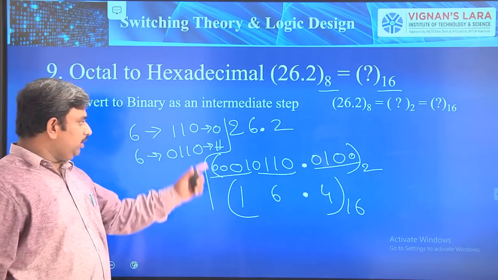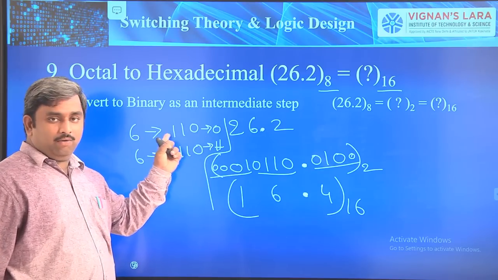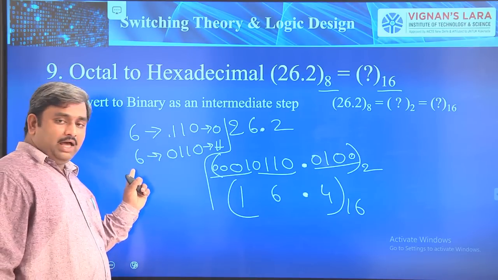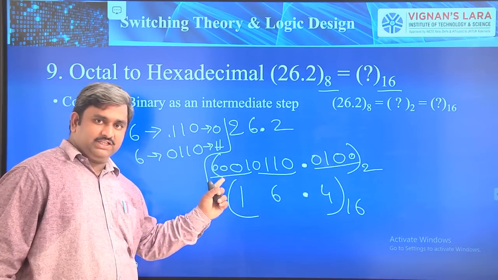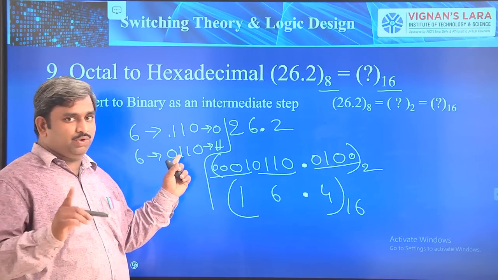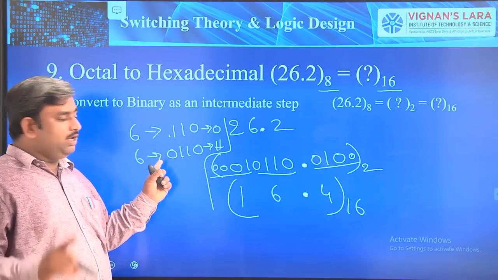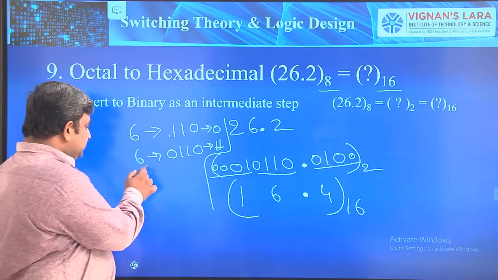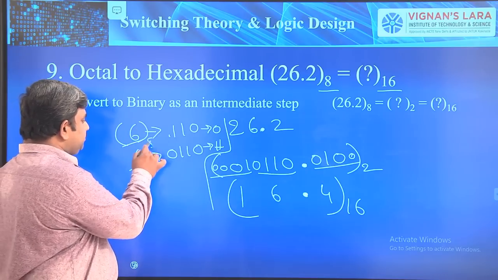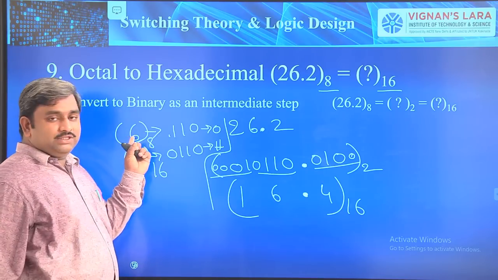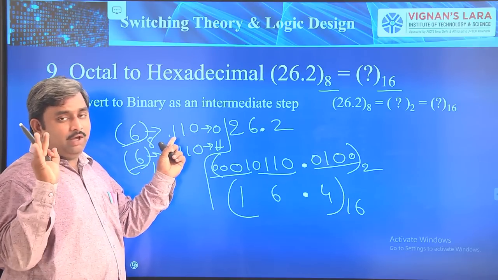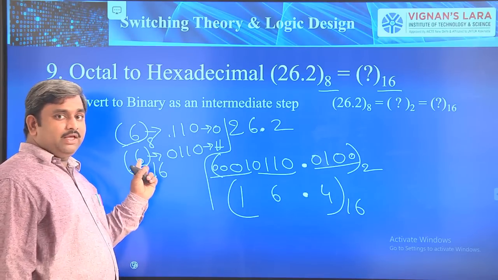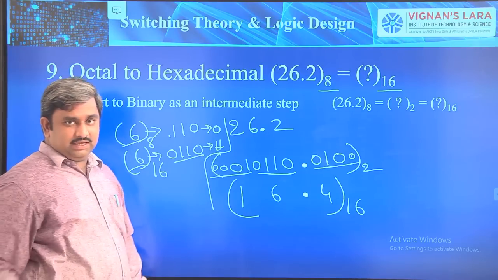Right? If you want to represent the 6 of the octal number system in binary, you have to write 110. The same number in hexadecimal, you have to represent with 4 digits. That is very, very important. You have to remember this point. This is the octal number, base 8. This is the hexadecimal number, base 16. The 6 of base 8 you have to represent with 3 binary digits, that is 110. The 6 in the hexadecimal number system you have to represent with 4 digits. This is very, very important.